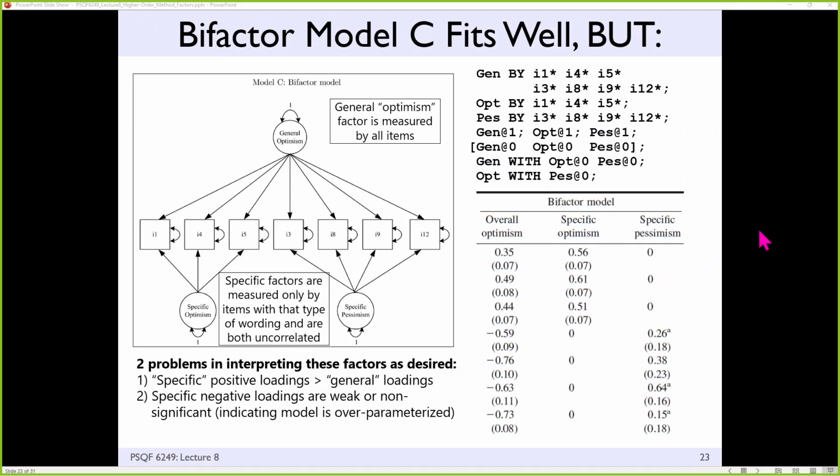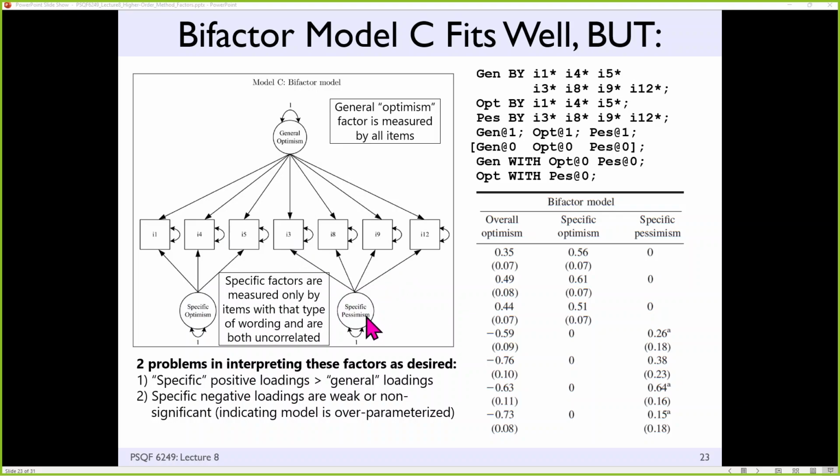Then they tried a bifactor model. So this is your classic example of what a bifactor model is. You have what is known as a general factor, the thing that you care about, that every item loads on. So we're calling this general optimism. And then we have these specific factors, or method factors is a synonym for that, in which the positively worded items all load on this one, and the negatively worded items all load on that one.